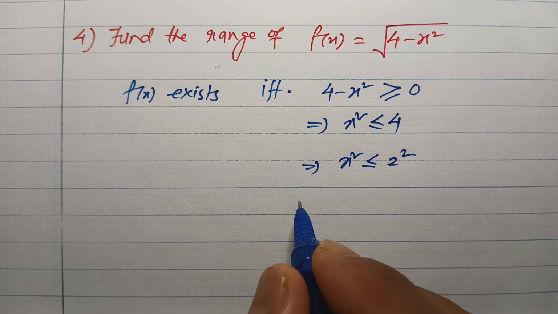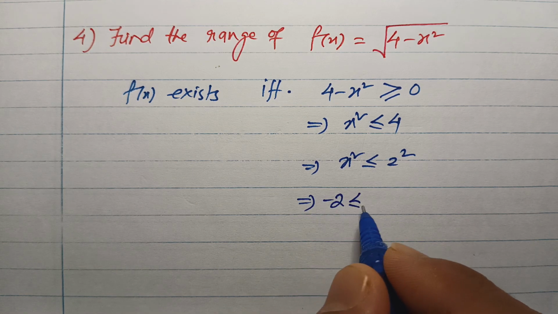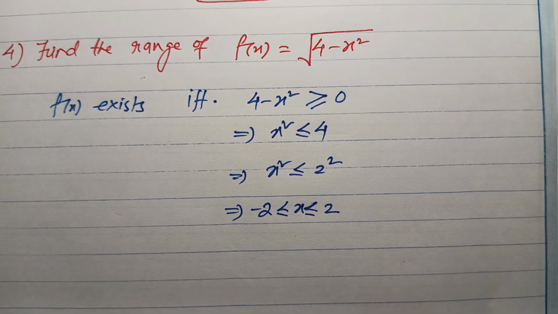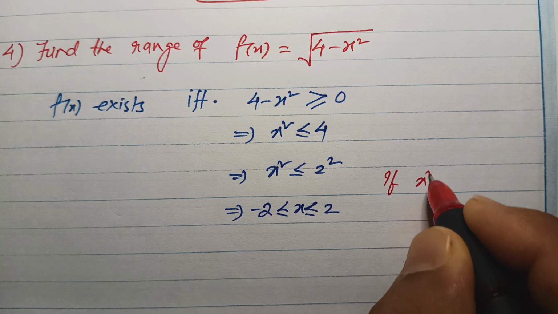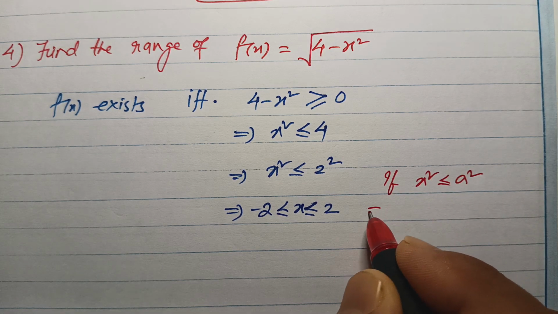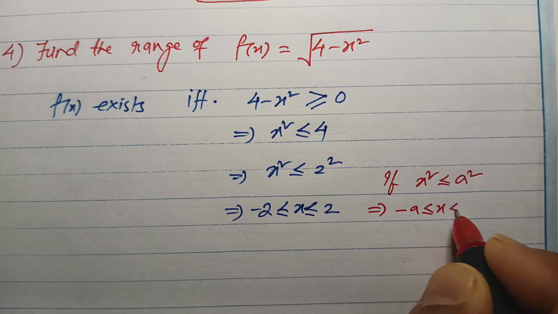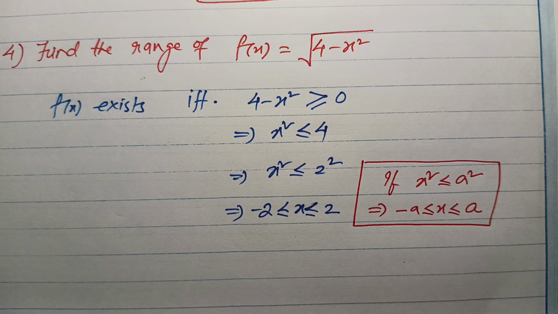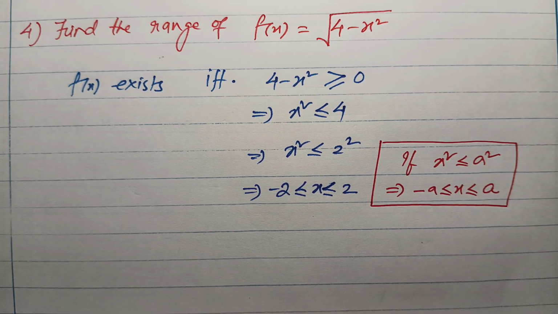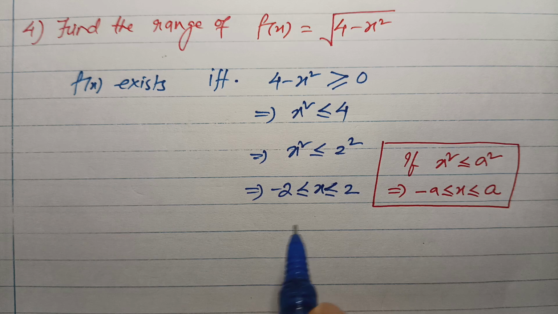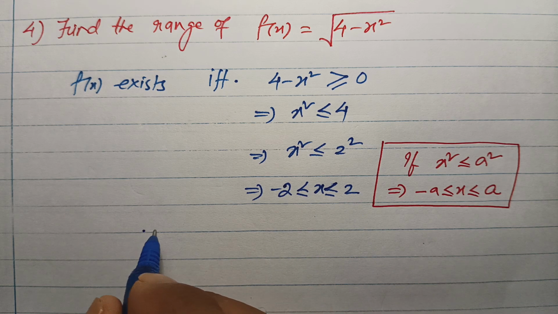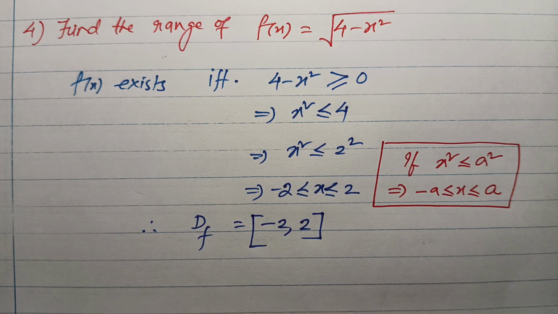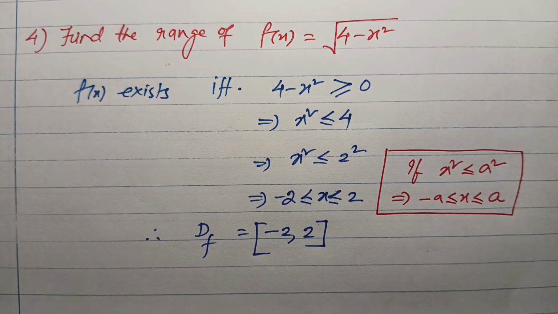And from this, we have to take the help of a famous inequality, which says, if x square is less than or equal to a square, this implies minus a is less than or equal to x is less than or equal to a. So we have taken the help of this inequality. So x का जो range है, it is from minus 2 to 2. So therefore the domain of this function is minus 2 to 2. So this is the required domain for this function.